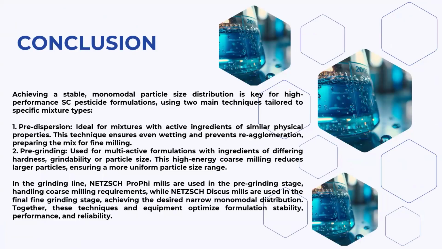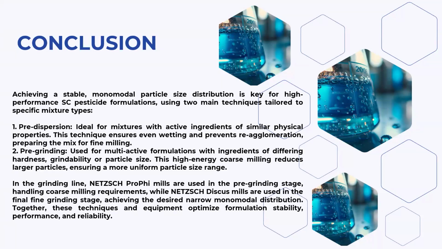In conclusion, achieving a monomodal particle size distribution is critical for stable, high-performance SC formulation. This outcome is achieved through two essential grinding techniques: pre-dispersion and pre-grinding. Pre-dispersion is ideal for active ingredients with similar physical properties. It breaks down particle clusters, ensures even wetting, and prevents reagglomeration, preparing the premix for final fine grinding.